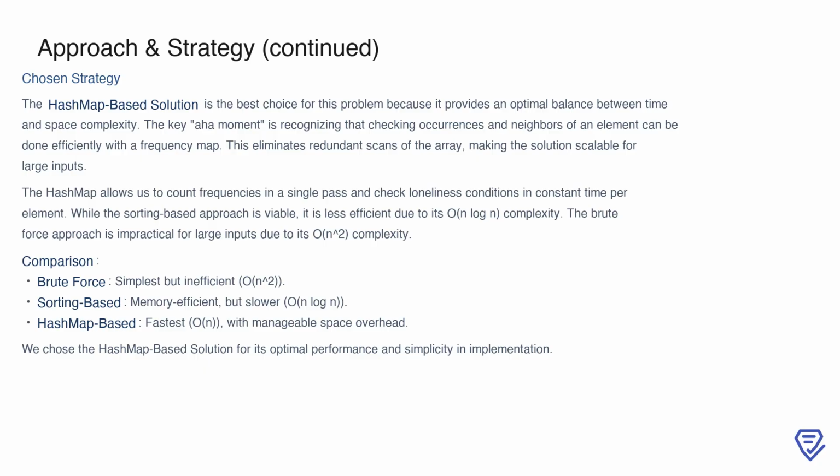By comparison, the brute force approach is too slow with its O(n squared) complexity, making it infeasible for large inputs. The sorting-based method, while memory efficient, is hindered by its O(n log n) complexity, which makes it slower than the hash map-based solution. Ultimately, the hash map-based strategy is the clear winner, offering optimal performance and ease of implementation for this problem.